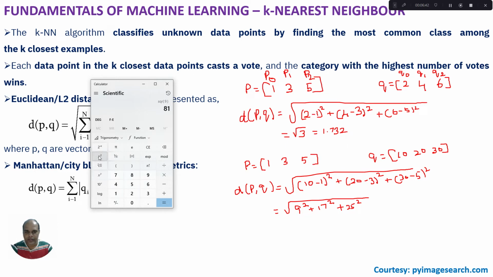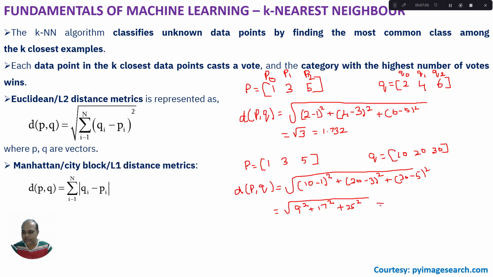9 square plus 17 square plus 25 square, so equal to 625. So 625. I am going to take the root, which is equal to 25. So this is equal to 25.